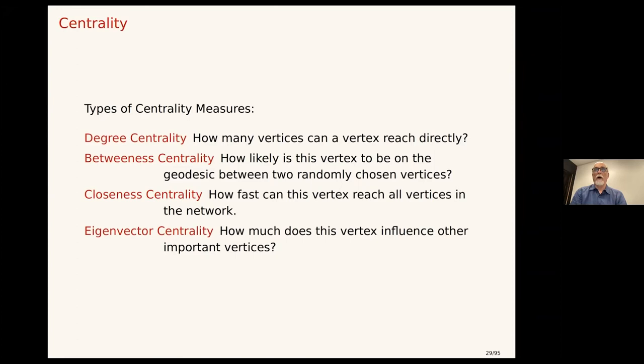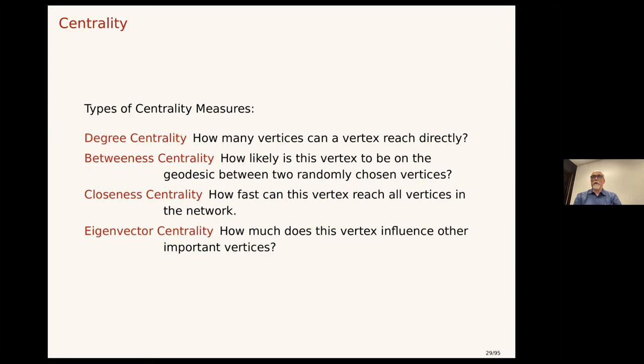One such measure is degree centrality. How many vertices can a vertex reach directly? The most central individuals, according to this, are the individuals with the highest degree, the most links to other people. Betweenness centrality: if we're interested in who is important for information flows within a social system, we might ask, how likely is a vertex to be on the shortest path between two randomly chosen individuals? The person who is the most likely is in some sense most central for information flows.